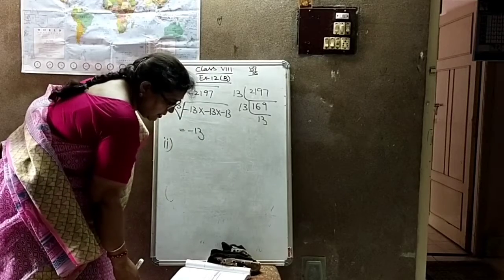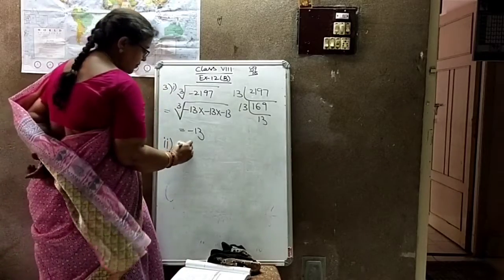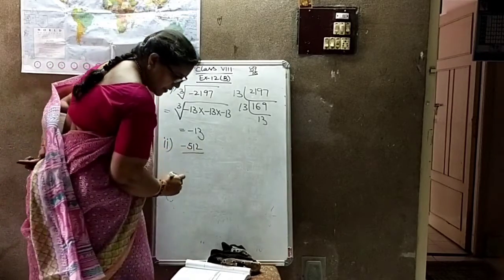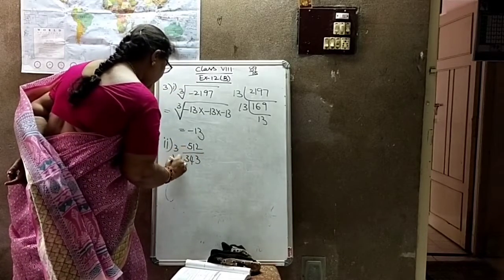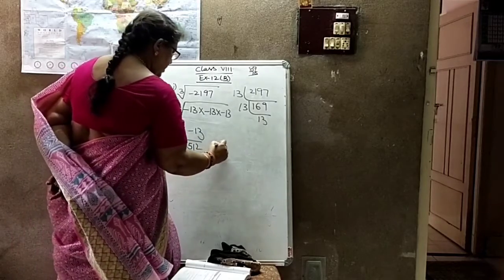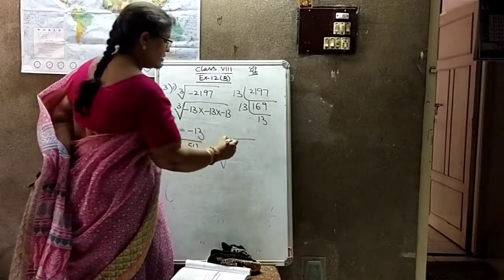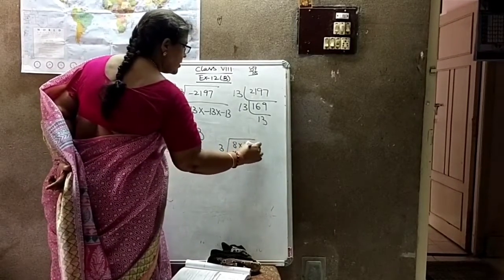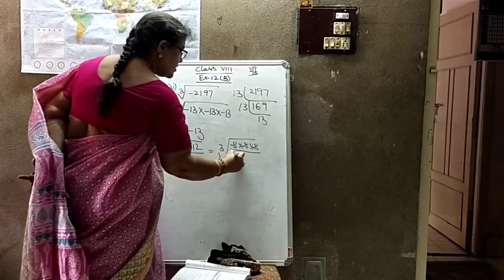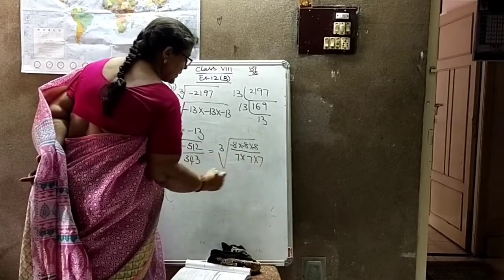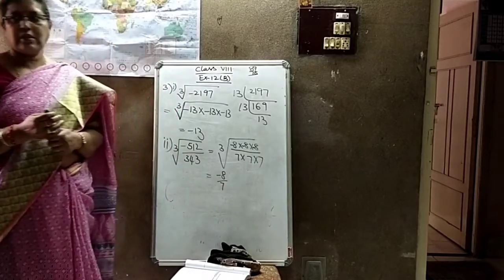Next, fourth one, 512 by 343. Again, cube root is given like this. Cube root of 512 is 8 into 8 into 8, all minus signs, please mark, by 7 into 7 into 7. So minus 8 by 7. Okay? Right.